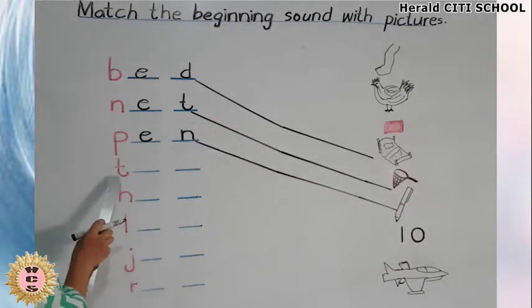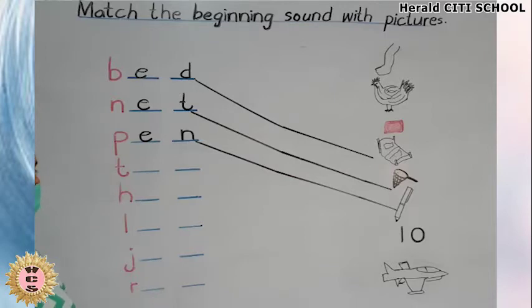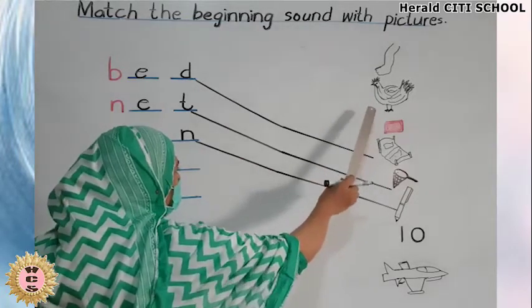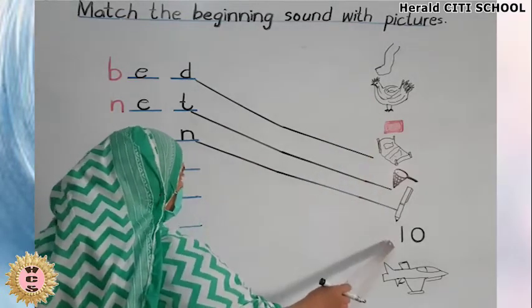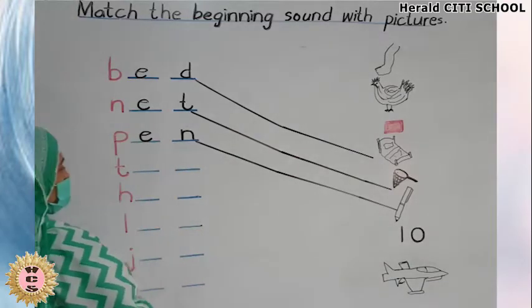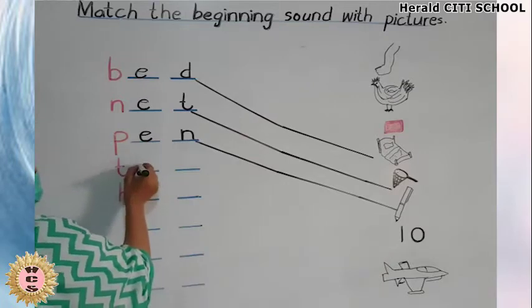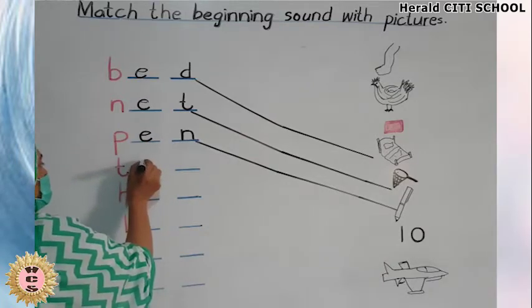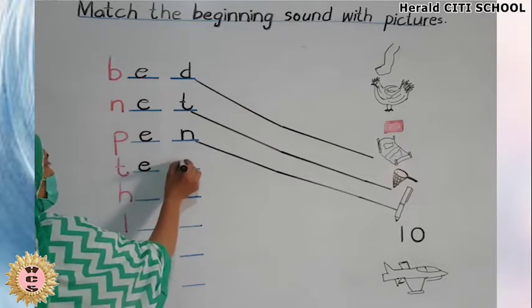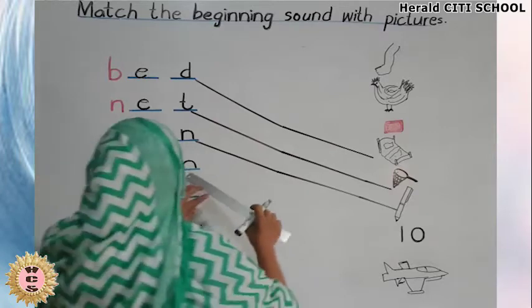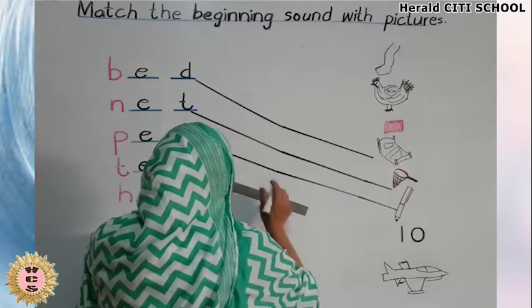Now children, what is this? This is T, and the sound of T is T. And which picture starts from the T? Leg, hen, red, ten. Yes, ten starts from the sound of T. Now we will write the spelling of ten. T E N, ten. Now children, you will match the spelling of ten with the picture of ten.